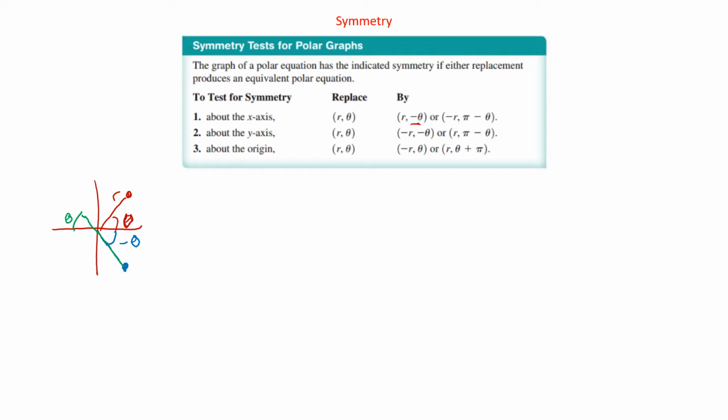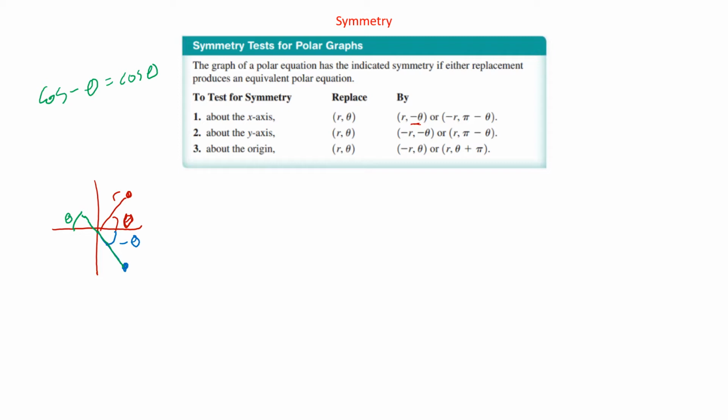How to tell? If you replace the theta with negative theta, do you get back to the same thing? Remember that cosine of negative theta equals cosine of theta, but sine of negative theta would equal negative sine theta.